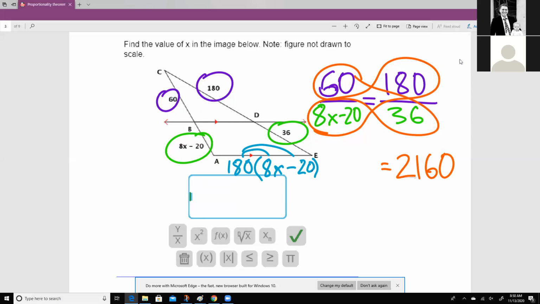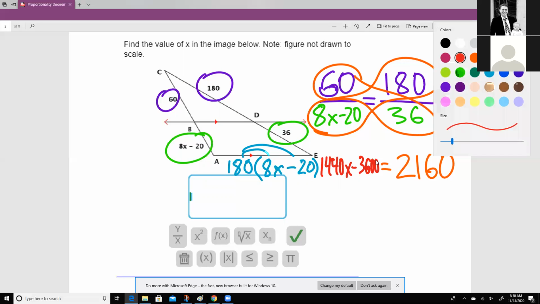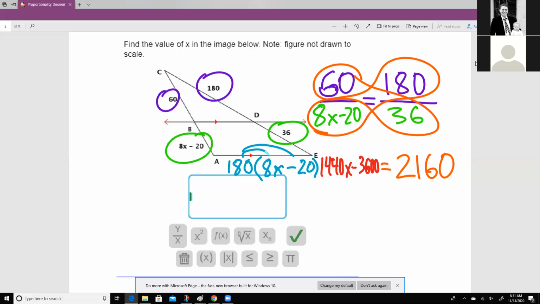So we'll have 180 times 8x, which is equal to 1,440x, minus 20 times 180, which means minus 3,600. Okay, and now we can solve. Just for sake of clarity, I'm going to put a little squiggle line there so you know that those two aren't connected. This was just background work over here in blue.